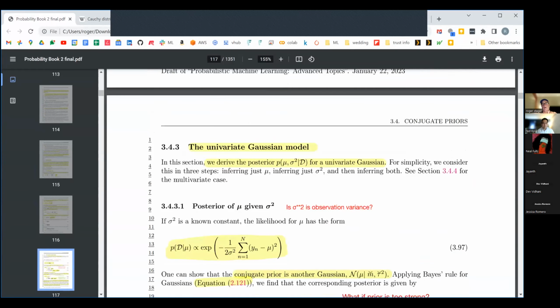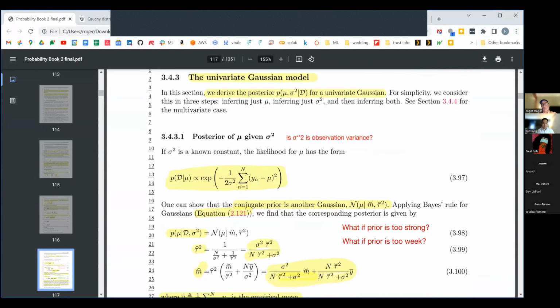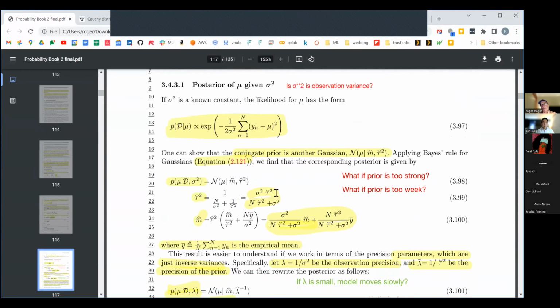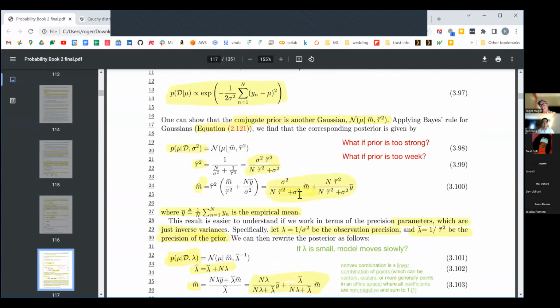I noticed as you go through here, when they're expressed in the precision form, they all have this easy update for how the precision increases.